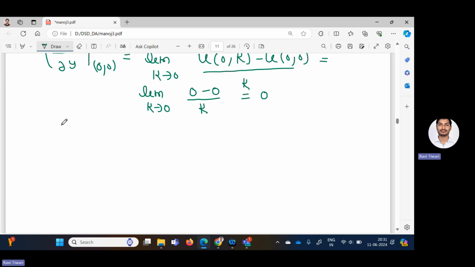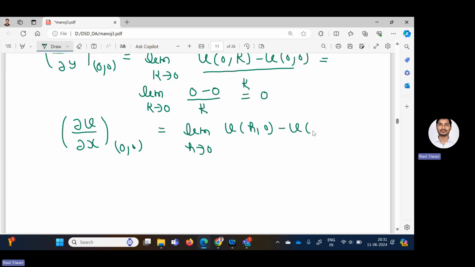So dou v by dou x will be what? Dou v by dou x at 0 comma 0 will be limit h tends to 0 of v(h,0) minus v(0,0), divided by h, because we are differentiating with respect to x. Here h and k both are changing, h along the x direction and k along the y direction. This is only a different name. Along x we are giving the name h and along the y-axis we are giving the name k.